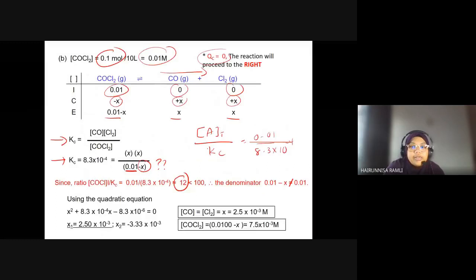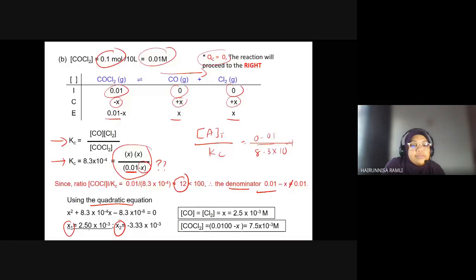So that's why the denominator 0.01 minus X cannot be equals to 0.01. Tak boleh. Kalau tak boleh habis tu, solve lah macam biasa. Solve macam biasa, that's why you akan use the quadratic equation to get AX square plus BX minus C. Okay? Picit-picit calculator, dapat dua jawapan. Dapat dua jawapan. Which answer that should we choose? Ada dua ni. We will choose the positive value.